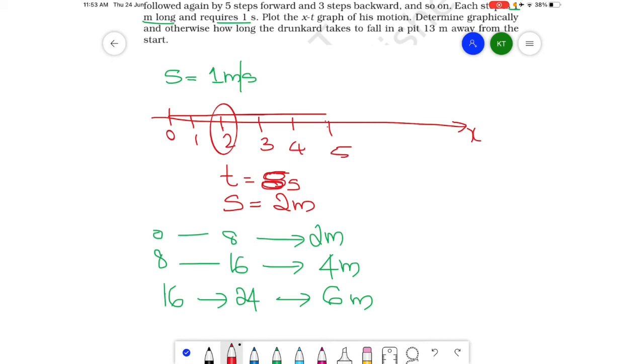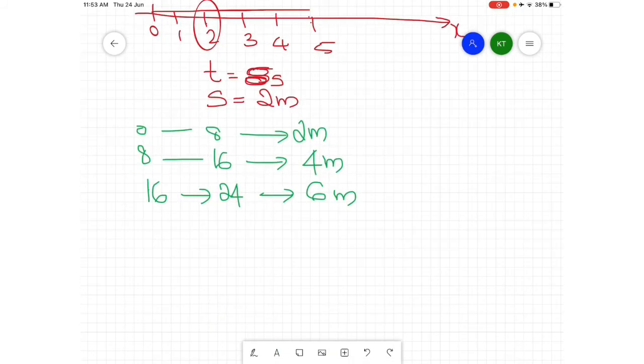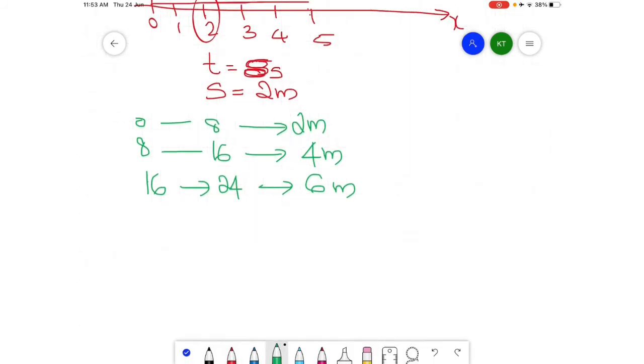Now remember, the guy will fall in a pit 13 meters away. So let's solve this. He's moving from 24 plus 8, which gives 32 seconds. He's traveling a distance of 8 meters. Now, he's initially moving a distance of 5 meters, then he's returning back by 3 meters. So what is 8 plus 5? That will be 13 meters.